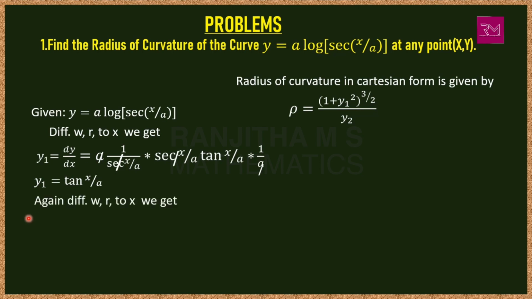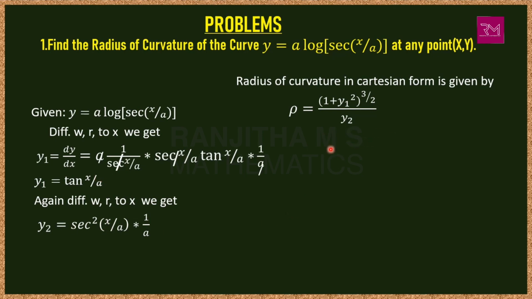After finding y1, we have to find y2. For that again we have to differentiate with respect to x. We get y2 value as, here differentiation of tan x is secant square x. Hence we get differentiation of tan x by a as secant square x by a into, again we have to differentiate this x by a term also. Hence we get 1 by a. This is our y2.